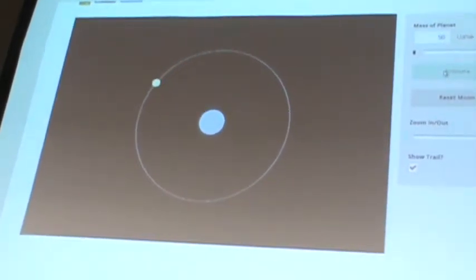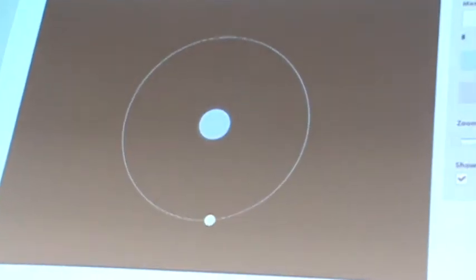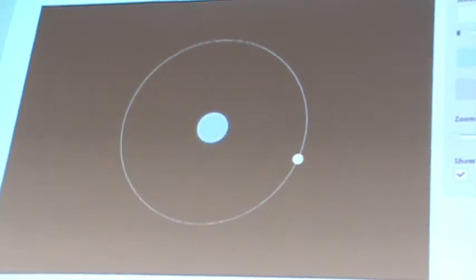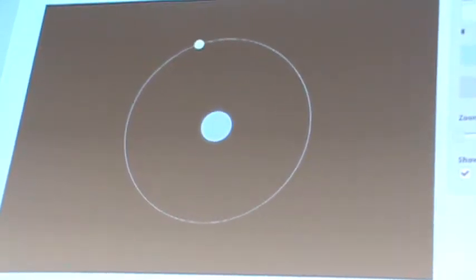I want to remind you again of this handy thing: V equals the square root of G times, in this case, the mass of the Earth over the radius of the orbit. This is going to be true for circular motion.